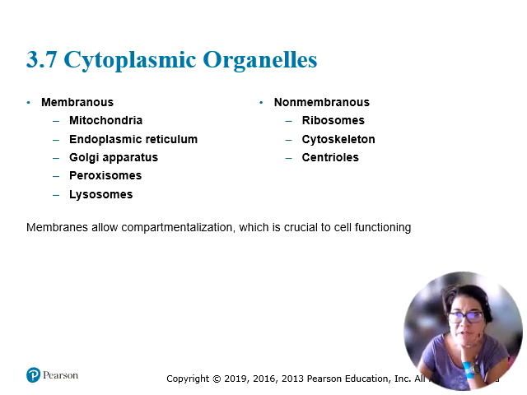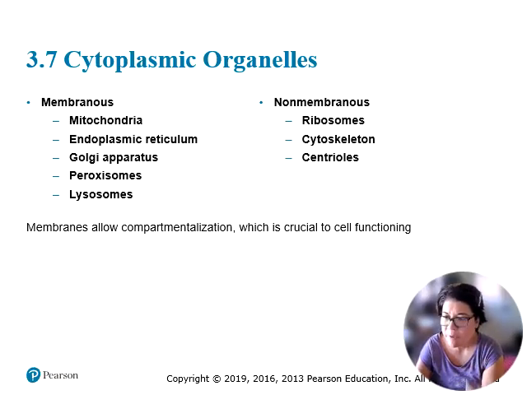So here are some of the different organelles. Some are enclosed in membranes, so they're called membrane bound, and some don't have membranes around them. When we say membrane, we mean a phospholipid bilayer. So the ones that have membranes are mitochondria, the endoplasmic reticulum, which we'll call ER, the Golgi apparatus, peroxisomes, and lysosomes. They all have phospholipid bilayers around them. Ones that don't are ribosomes, cytoskeleton, and centrioles.